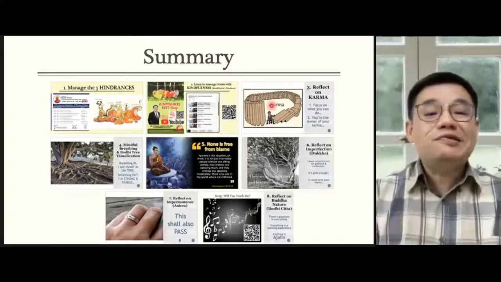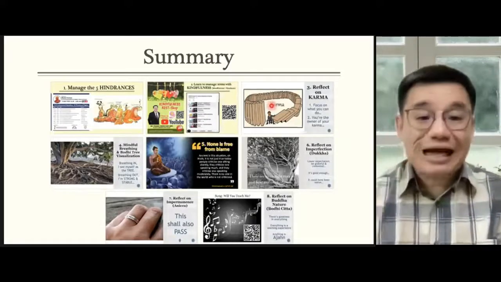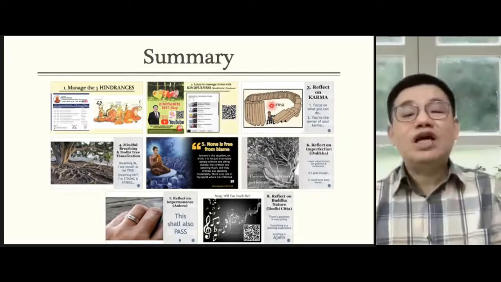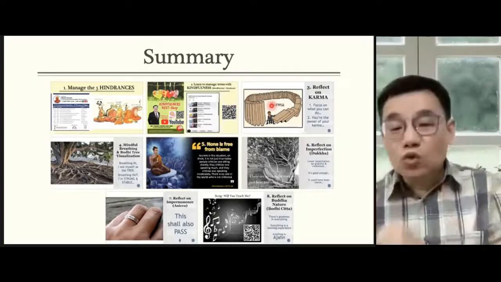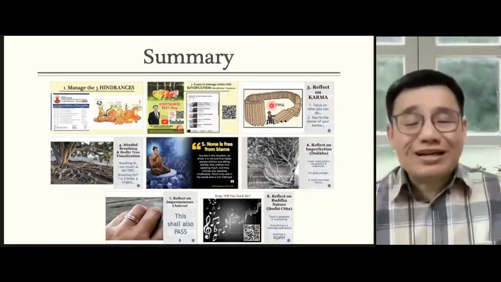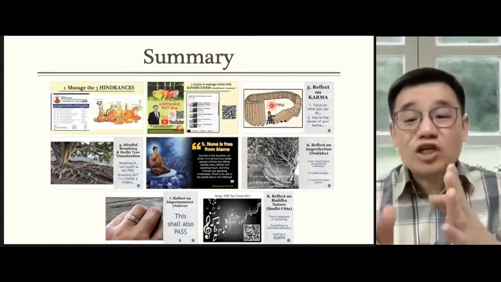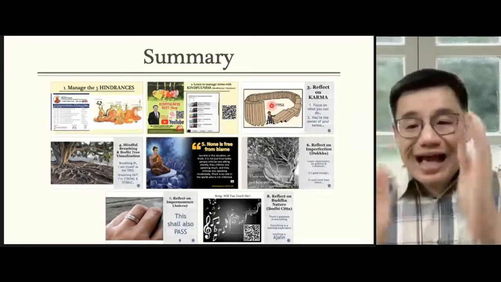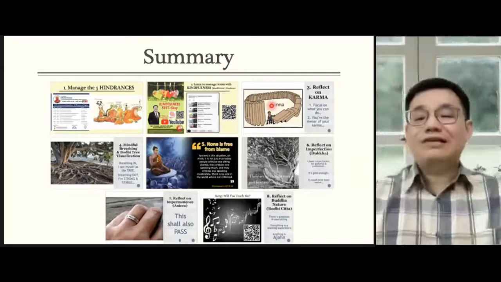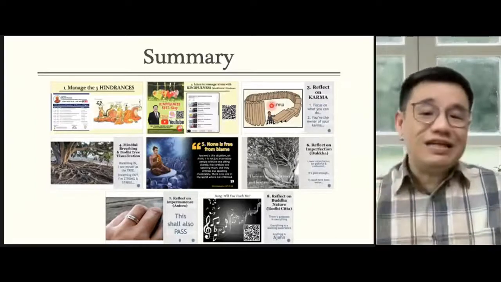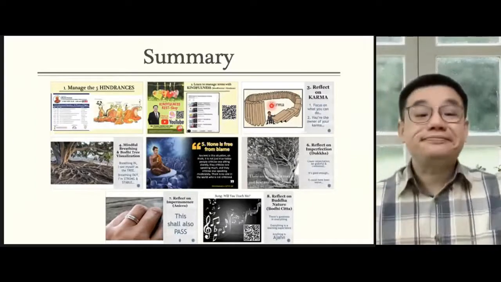The third method is to reflect on karma. Under karma, there are 2 ways. The first is to focus on what we can do and let go of what is not within our control. Karma is action. What can we do? Focus on that. Things not within our control, we learn to let go.